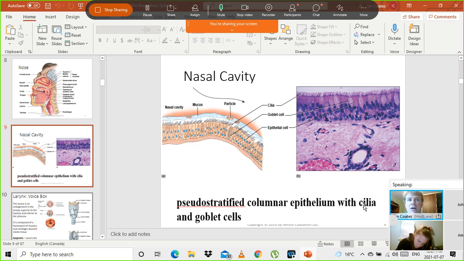Okay, so there's a reason why your lungs are coated with this pseudostratified columnar epithelium. It has these goblet cells, which you'll see more of in digestion, but they produce mucus. And what you have here now is this mucusy, hairy environment. It's kind of like seaweed at the bottom of the ocean. You know how it kind of moves like this, right?